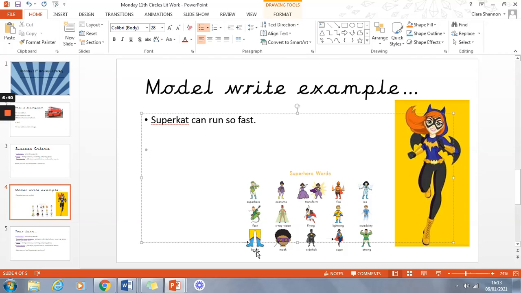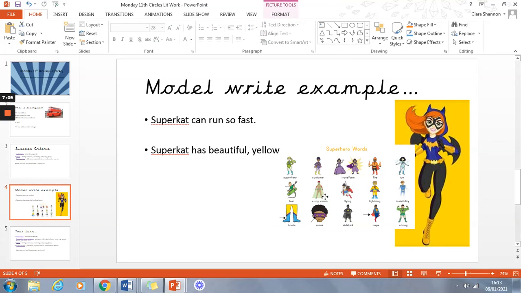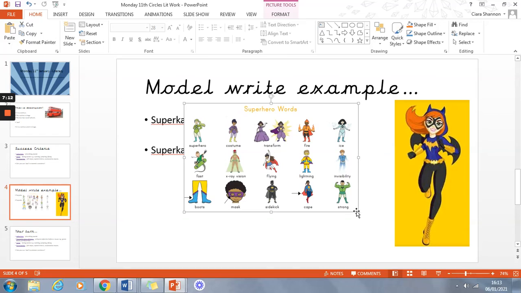Then I'm going to look. Oh, there's some boots. I might use that because she has, oh, how could I describe Super Cat's boots? Can you think? I'm going to put Super Cat has beautiful yellow boots. That's good description, because if you close your eyes and you can see this picture and I said Super Cat has beautiful yellow boots, you would probably imagine the boots that she's wearing. Let me have a look here. What else could I use?